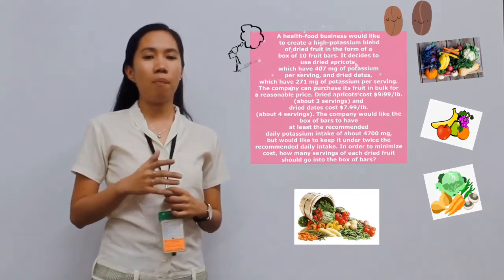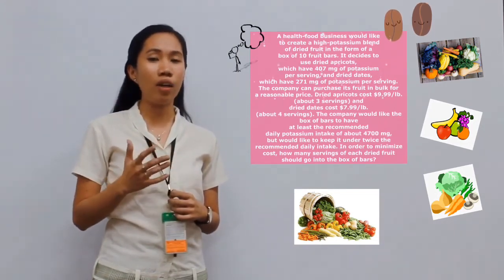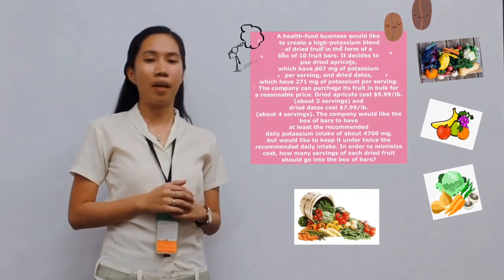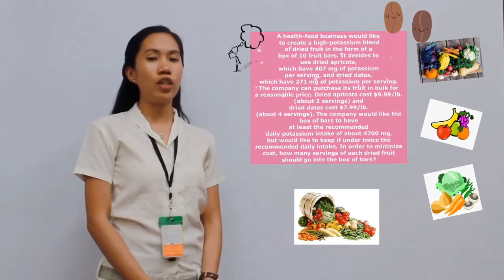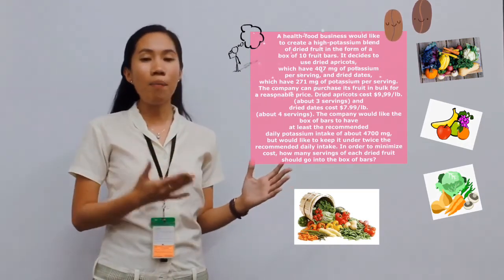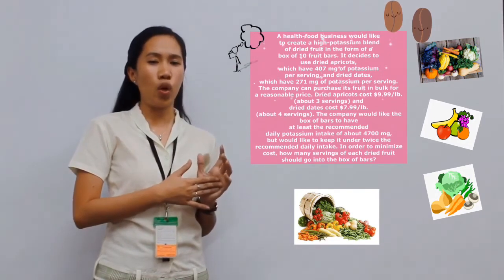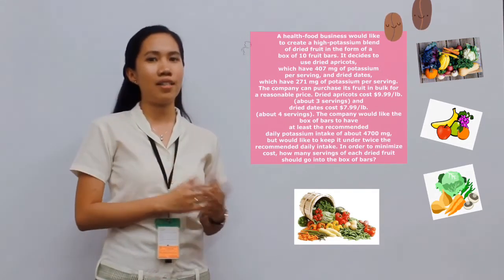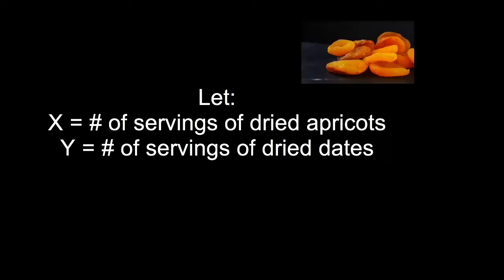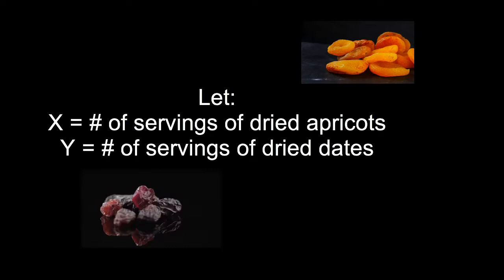The company would like the box of bars to have at least the recommended daily potassium intake of about 4,700 milligrams, but would like to keep it under twice the recommended daily intake in order to minimize cost. How many servings of each dried food should go into the box of bars? So we begin by defining the variables. We let x equal the number of servings of dried apricots and y equal the number of servings of dried dates. We next work on the objective function.